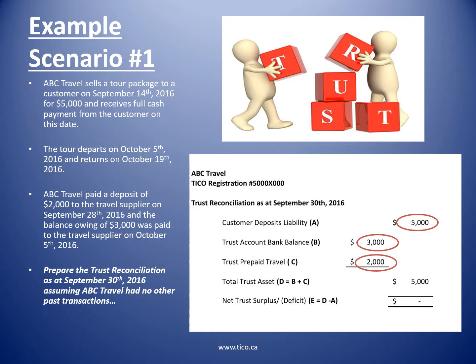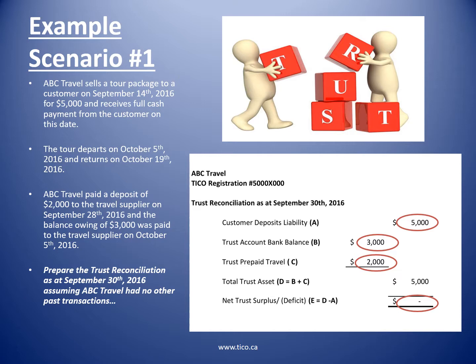The net trust surplus is nil as at September 30, 2016, because the customer deposits liability balance of $5,000 is fully offset by the trust bank balance of $3,000 and the prepaid travel balance of $2,000. This means that there are no funds available to be transferred from the trust account to the general account.